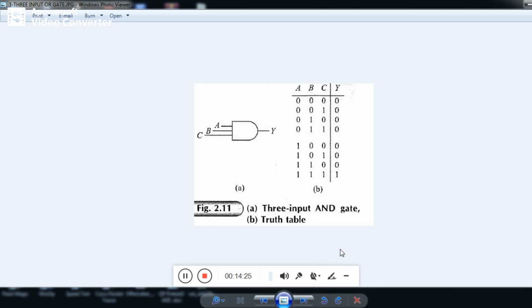Now, in this diagram, which type of gate it is? This is AND gate, right? This is AND gate. So now, this AND gate, how many inputs are there? 3 inputs AND gate. 3 input AND gate. So output is 1. Anyway, because gate is this electronic device which has got one or more input and only one output.